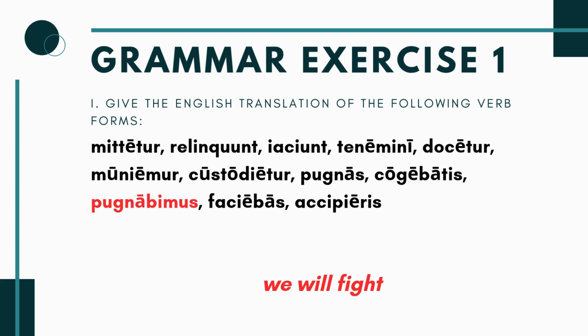Next, you have pugnabimus. The BI gives it away as being future tense. MUS is first person plural, active voice. So when you put it all together, pugnabimus means we will fight. Next, you have faciebas. Now here we have bas, right? BAS is imperfect tense. The S is active voice. It's second person singular. It just means you were doing.